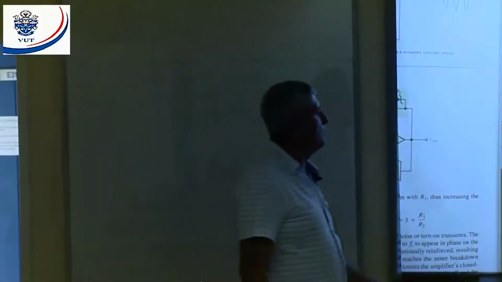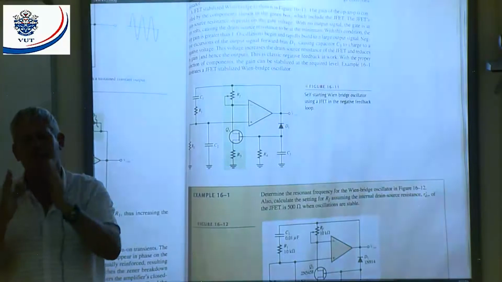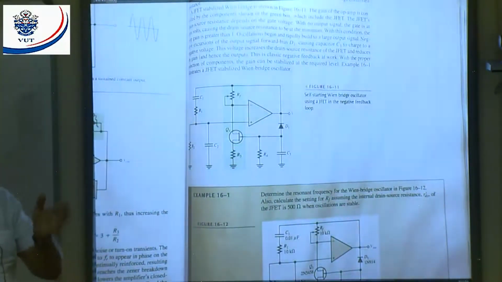Why? Because we apply a voltage. What does the voltage do? It varies the depletion area. By varying the depletion area, it varies the flow between the drain and the source. All right. That is a voltage amplifier. All right. You with me?